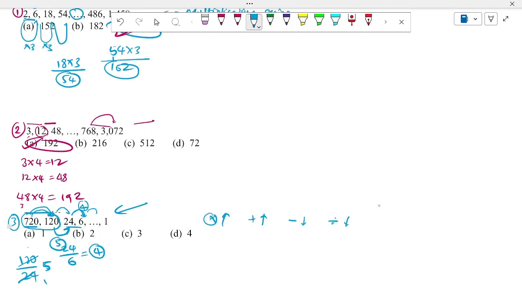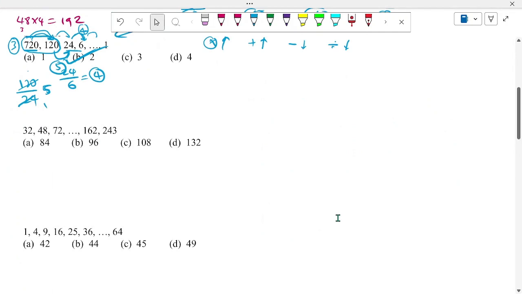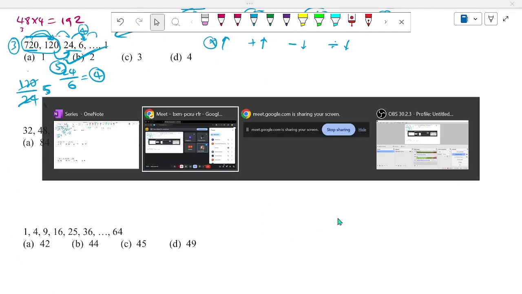So this is a division series, but 720 divided by 6 you will get 120. 120 divided by 5 you will get 24. 24 divided by 4 you will get 6. 6 divided by 3, what will you get? You see, the divisor is going on decreasing here. And this is equal to 2. So the answer is B for this question. So sometimes questions can be this tricky, and if you know that questions can be like this, then it will be easier for you to solve. Fine. So you got this question.